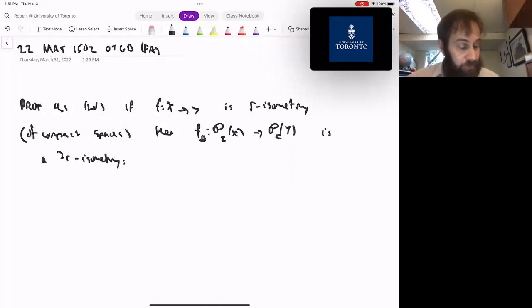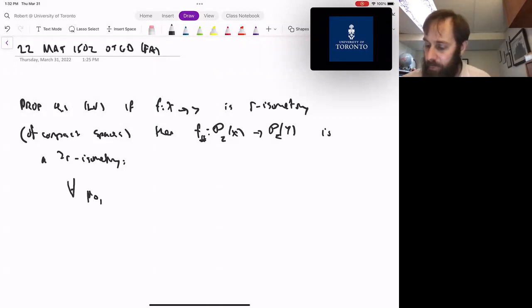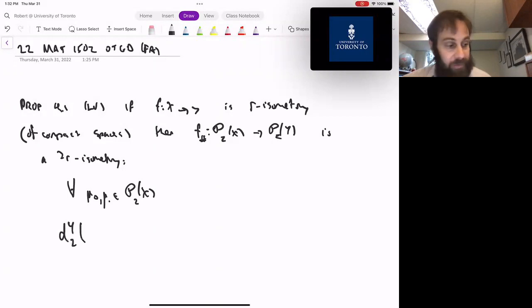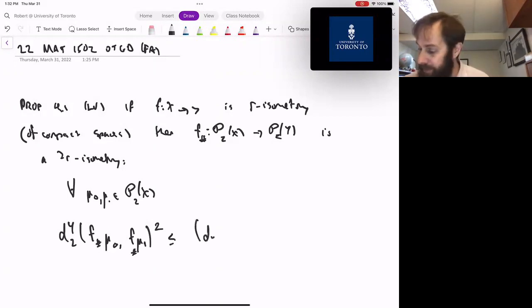And in the middle of the proof, what I managed to prove last class was that whenever I take two probability measures on the first space, and I look at the two Wasserstein distance in the second space between their images under F, then that's controlled by the distance between them plus the error term R.